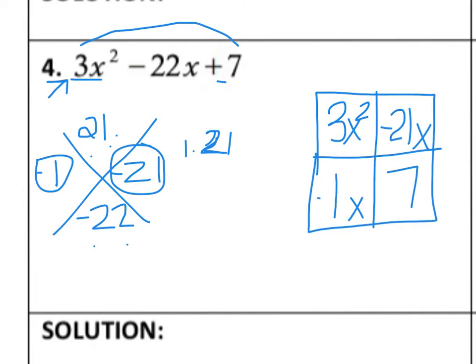So now we're going to find the GCFs. I need to find the GCF going this way. So the GCF between -1x and 7, the only thing that they have in common is a -1. Now I'm going to find a GCF going this way.